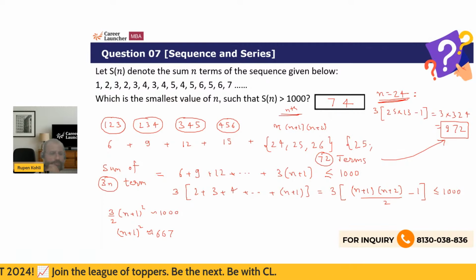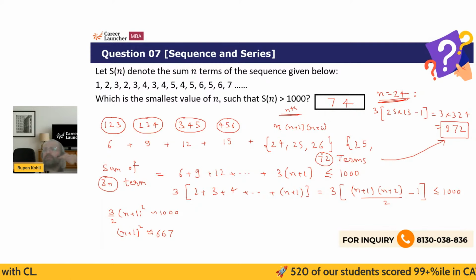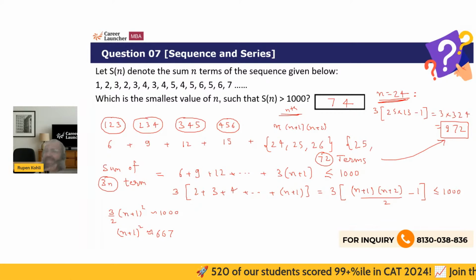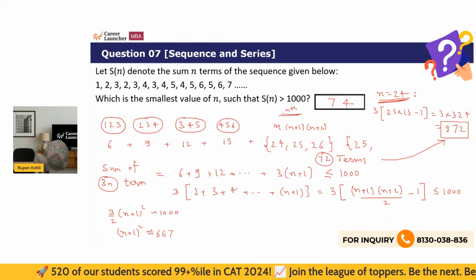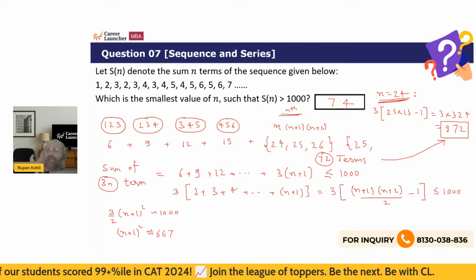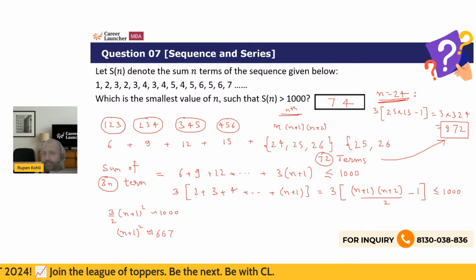with respect to checking which term exactly it is, 74, right? 72 terms, 24 groups, 972 sum, then the 25th group of triplets starts with 25. 972 plus 25 is still 997. Then you will add 26, the 74th term, that will exceed 1000.